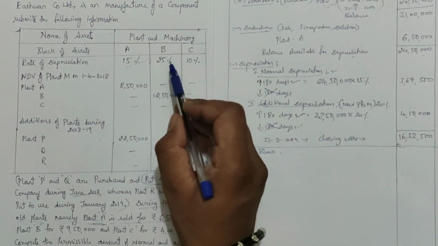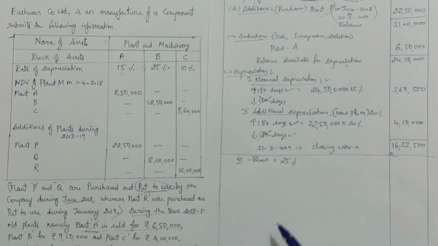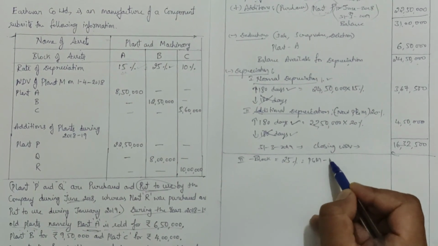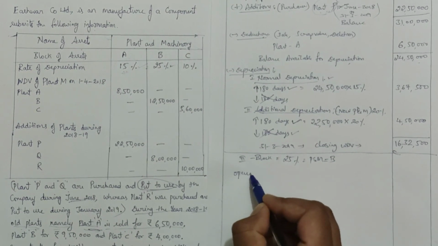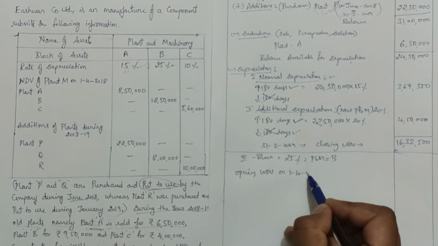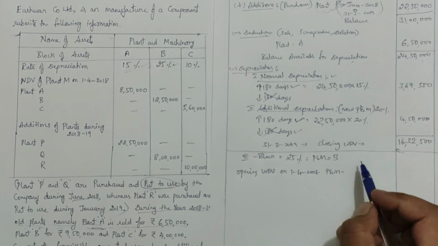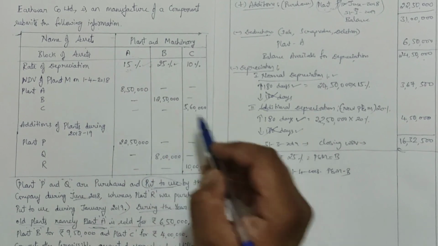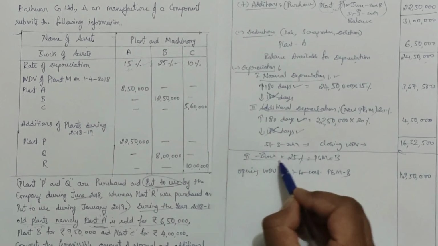Here which one do we have? Block 2. So we will take 25% as the second block, that is plant and machinery B. Clear? So we'll find out now. First, the opening written down value on 1/4/2018 of plant and machinery, or plant B. How much do we have as plant B value? 12,50,000. So 12,50,000.